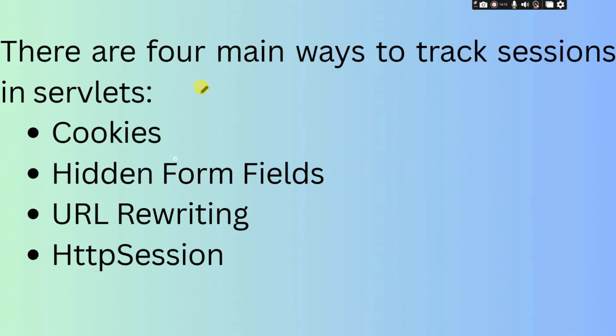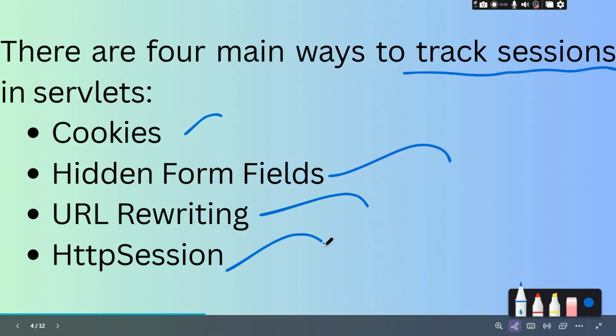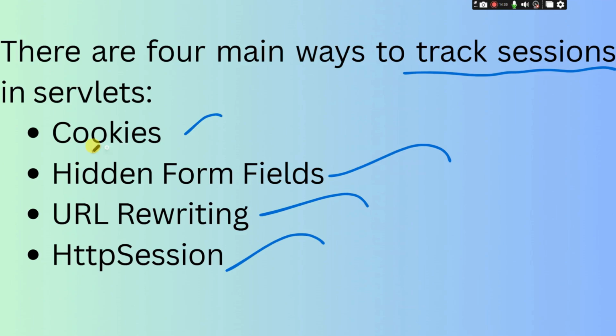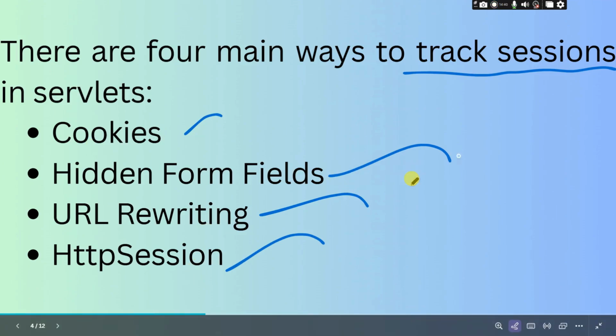This cookie will be residing in the client system until the client logs out from the respective site. Can you follow? Right. So here you see how these sessions are established. There are 4 ways through which we can track sessions. They are cookies, hidden form fields, URL rewriting and HTTP session. So there are 4 main ways.